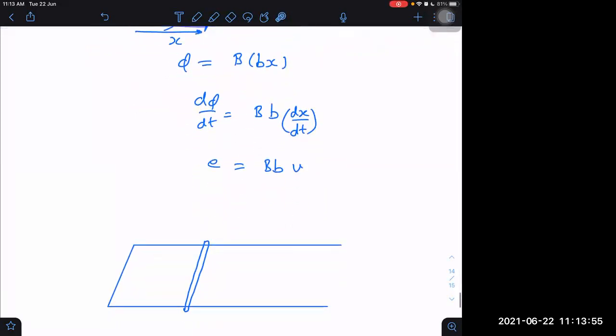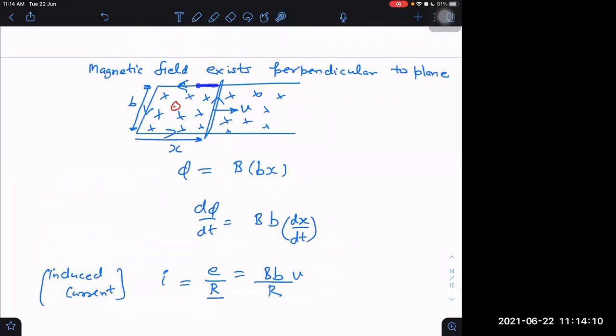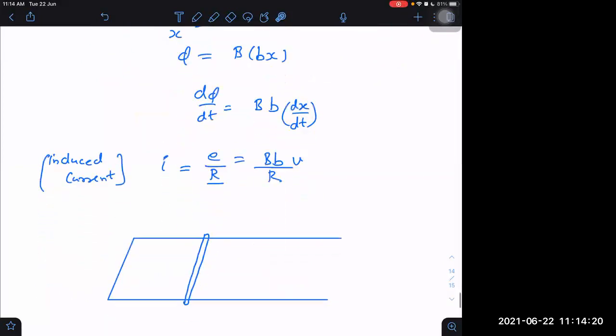And what is the value of that current? Current will be equal to EMF divided by resistance. That will be the induced current. What does R mean here? R means the resistance of this total circuit up to this part. It may be variable because X is increasing. It may be increasing.